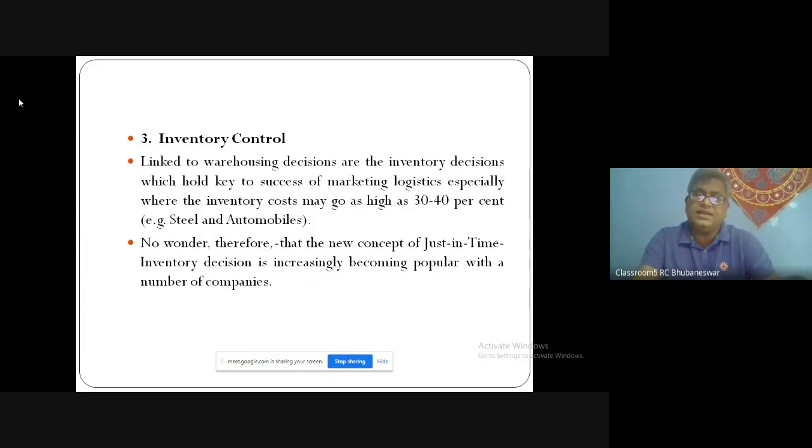And certainly at the time of purchasing inventory, the EOQ method is there, economic order quantity, and two costs are associated: carrying cost and ordering cost. In such an ideal situation, you can know how to manage the inventory.